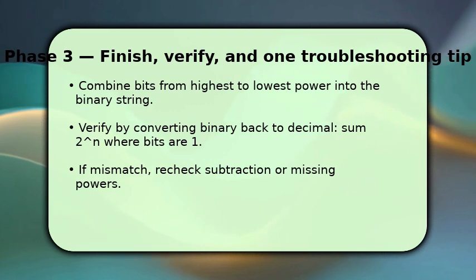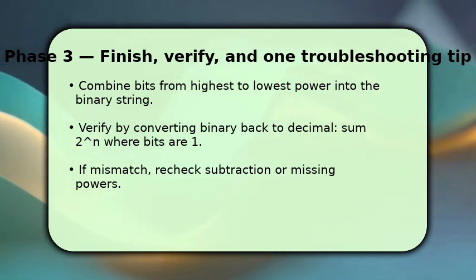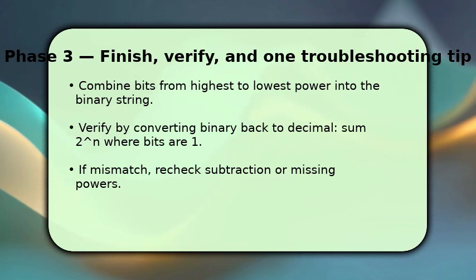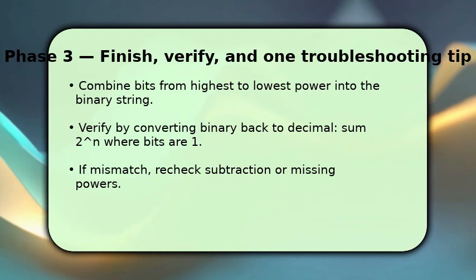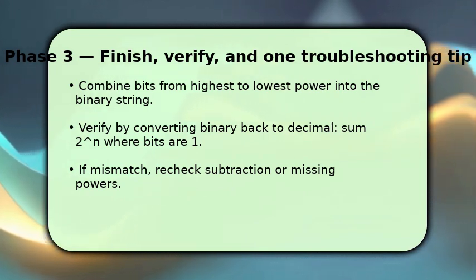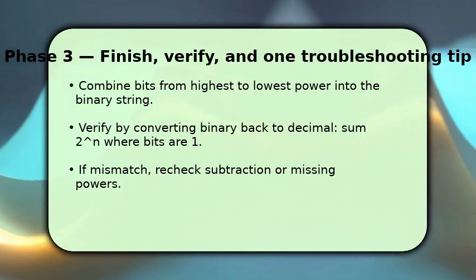To verify, convert back. Sum each 2^n where the bit is 1 and confirm it equals the original decimal. If the numbers don't match, recheck your subtraction steps and ensure you included every power in order. Missing a power or misplacing a 0 versus a 1 is the usual error. Make sure to correct the single mistaken bit and resum.